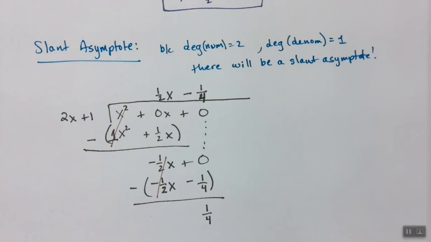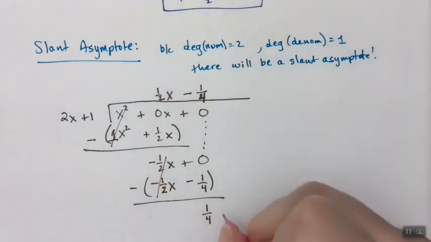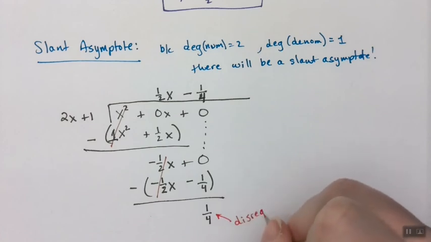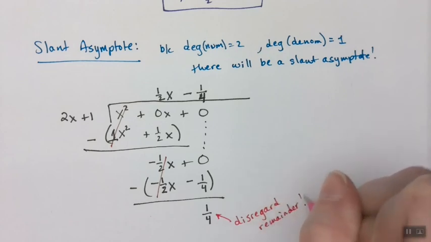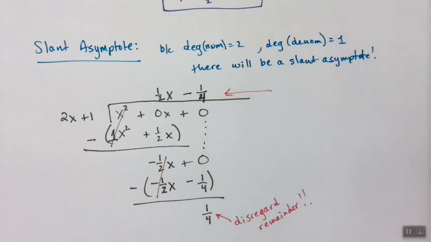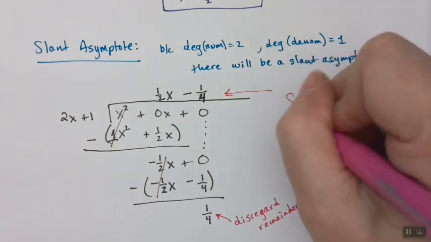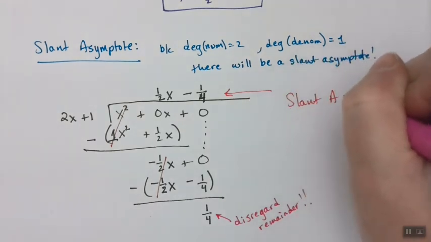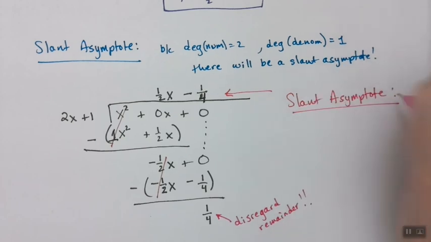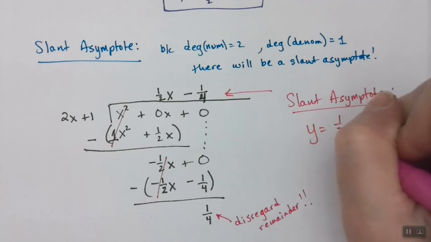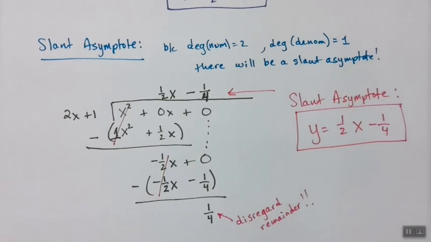The slant asymptote is actually this bit right up here. So let me make a little note right here. Disregard. Remainder. Disregard. I can spell the remainder. And this right up here will get you your slant asymptote. Your slant asymptote, or oblique asymptote, whichever way your instructor taught you in pre-calculus, would be y equals 1/2 x take away 1/4. There is my slant asymptote.